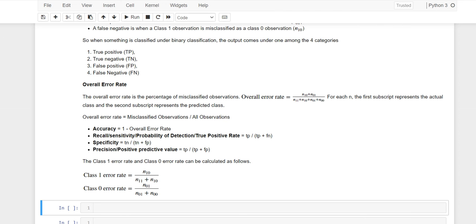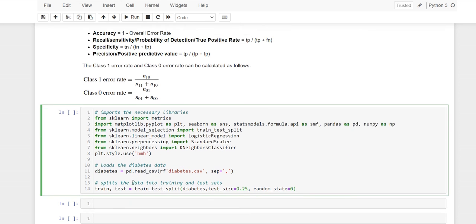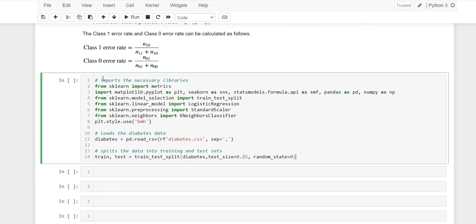Now let's look at how a confusion matrix can be used in the context of predicting diabetes from our dataset. So I'm going to go ahead and copy and paste some code really quick that imports the necessary libraries, loads the diabetes data into the diabetes data frame, and splits the data into training and test sets with a 75% to 25% split.